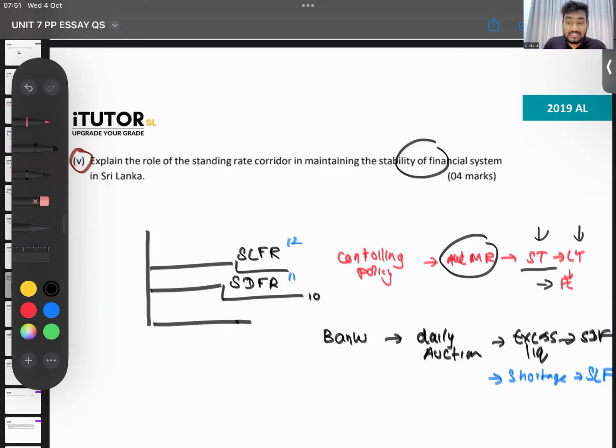Okay, is that fine? Again, a very common question, the standing rate corridor. They have been asking this for so many years. Every day they ask. Okay, 2019 questions, problems, issues.